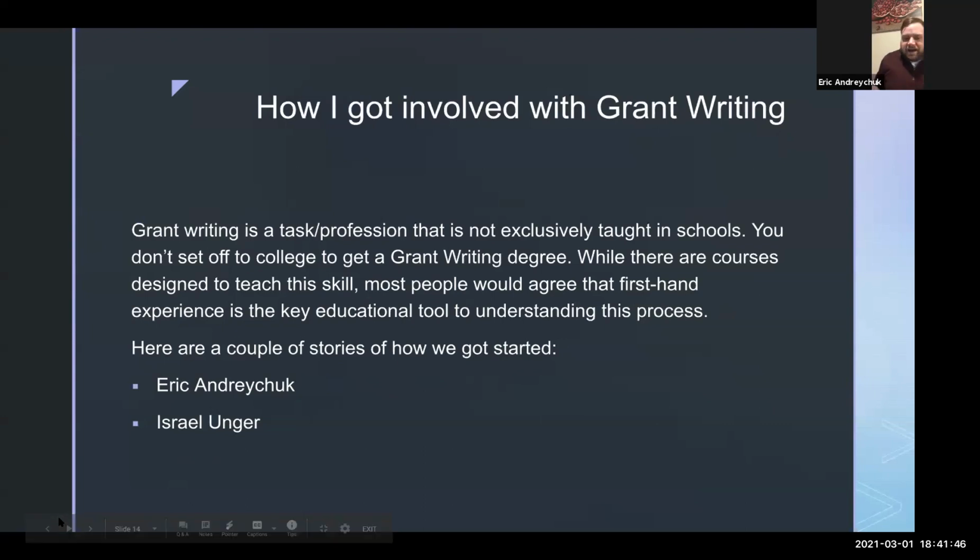So this last slide, that's the end of the basic components of grant writing, but I wanted to just share with everyone a little bit about my experience in getting involved with grant writing. And really, there are no great degrees out there for a grant writer. Most people don't go to college to become a grant writer. You kind of get put into the situation, and then you're kind of just set free to try to tackle it.